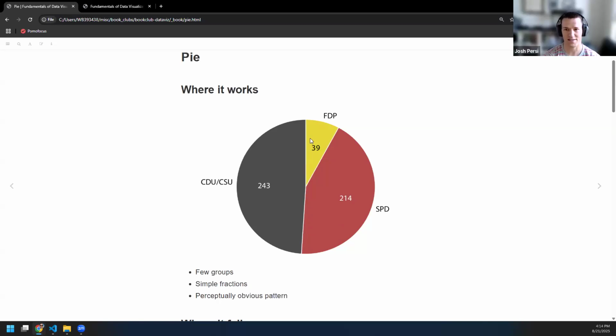I just looked at which slice is biggest, CDU/CSU, and which slice is smallest, FDP, and went on my way. Did anyone else immediately read this graph as the CDU being a minority, if you consider a coalition between FDP and SPD? I suppose you did, Gabby. The author seemed to think this was obvious, and I guess he's a German national.